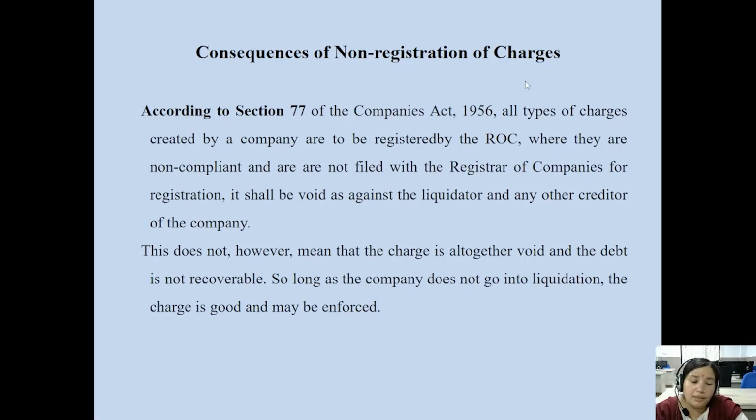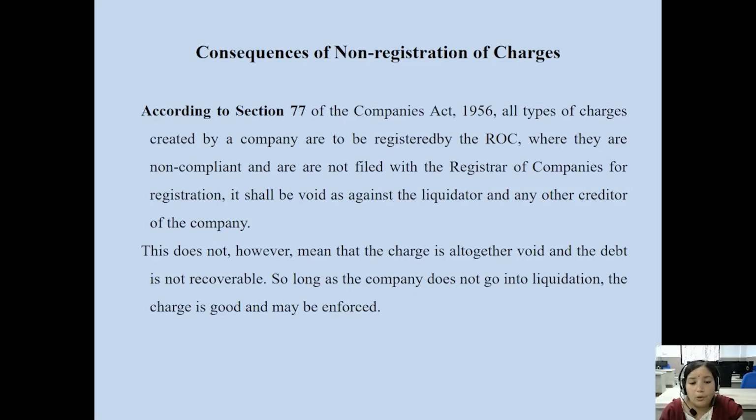All types of charges created by a company, whether fixed by nature or floating by nature, are to be registered with the ROC. If it is not registered, then you have to bear the consequences. Where they are non-compliant, not complying with the provisions of section 77 of the Companies Act 1956 and not filed with the ROC for the purposes of registration of charges, that transaction shall be declared void as against the liquidator and any other creditors of the company.